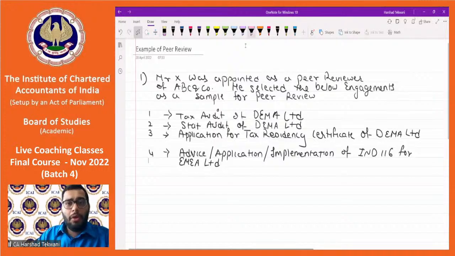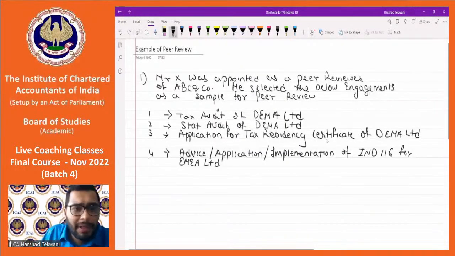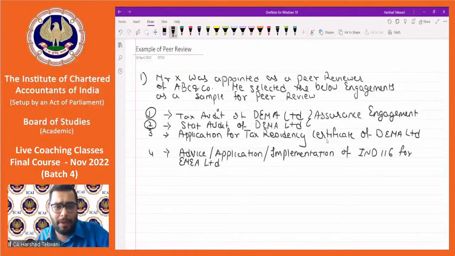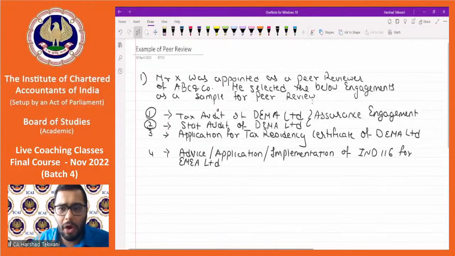Okay. So, in the current case, tax audits, stat audit, they are the audit. Okay. Assurance engagement. Audits are assurance engagements by default, because audit is for the purpose of enhancing the confidence in the intended users, and we express an opinion. So by default, they are the assurance engagement. I'll not go into that detail whether they are or not. So they are assurance engagement. Okay. So I'm good with that.